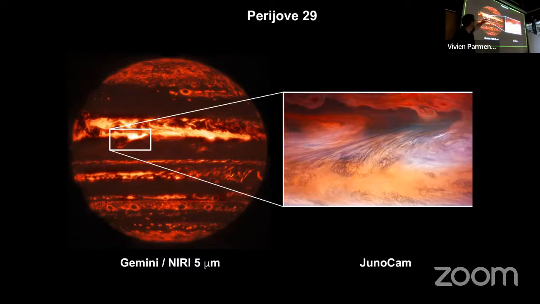At 5 micron, where there are, for example, hotspots here, and this is a JunoCam image of the clouds on Jupiter in the optical, and you can see that the hotspot region here is very dark, that's because there's no clouds, so you can actually see very deep in the infrared.